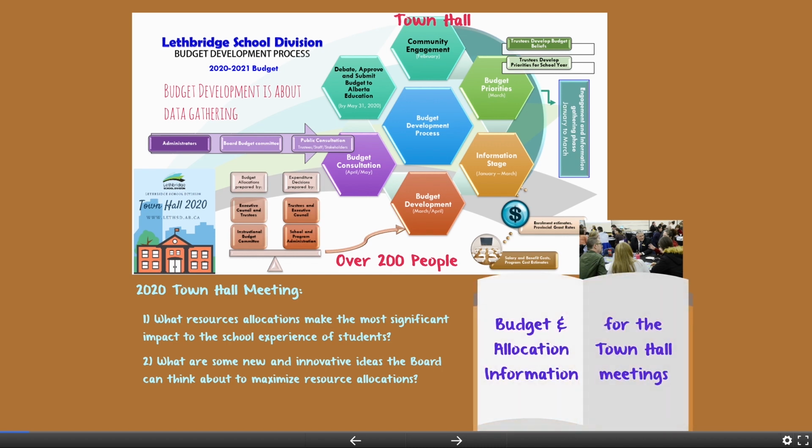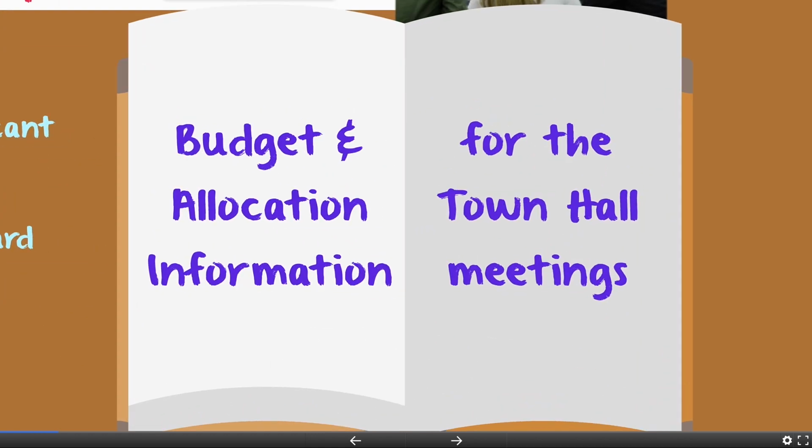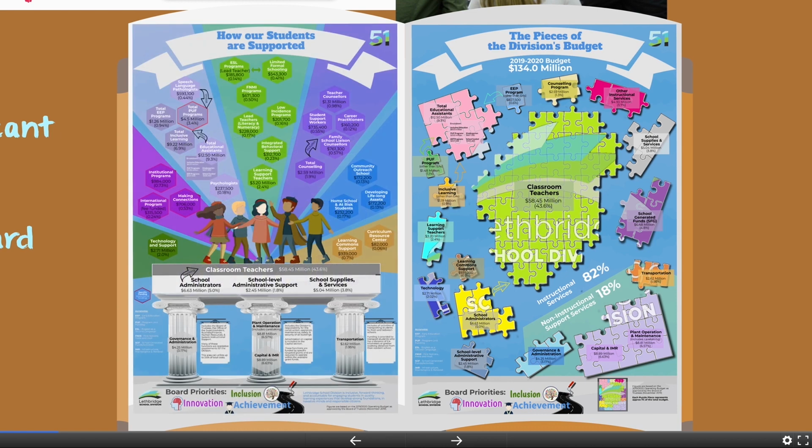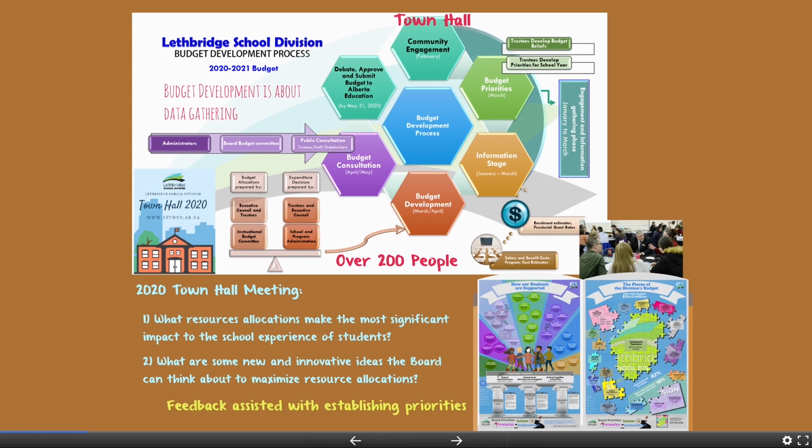To support in these questions, the division provided additional budget and allocation information. This included information on the main pieces of the division's budget for 1920 and a visual representation of many different types of supports that we provide to our students. These infographics provided much of the additional budget and allocation information for the town hall participants to review. These posters were also made available on the division's website and allowed for additional feedback for those who could not attend the town hall meeting. The feedback received through these processes was provided to the board and assisted with establishing the division's priorities.